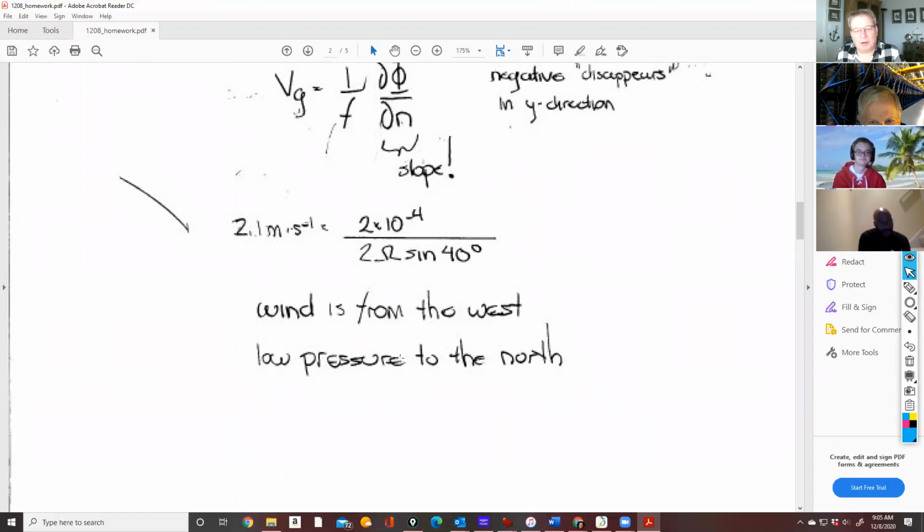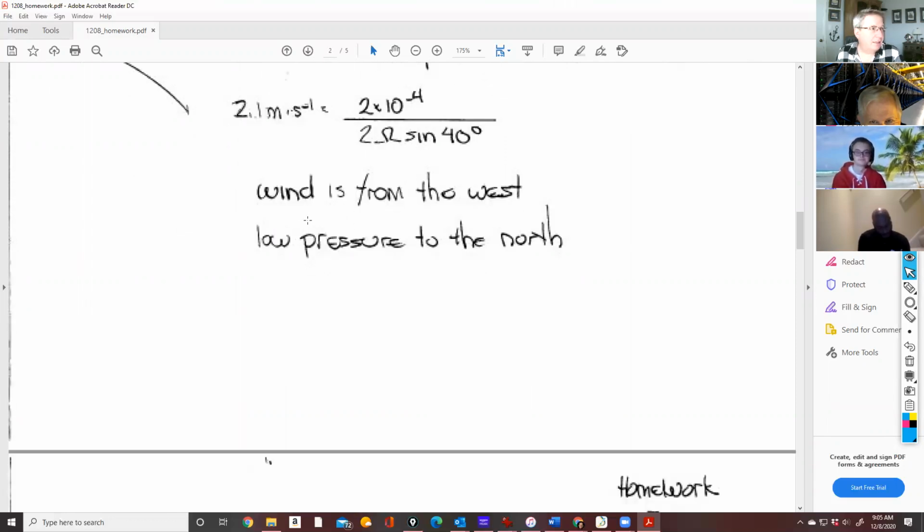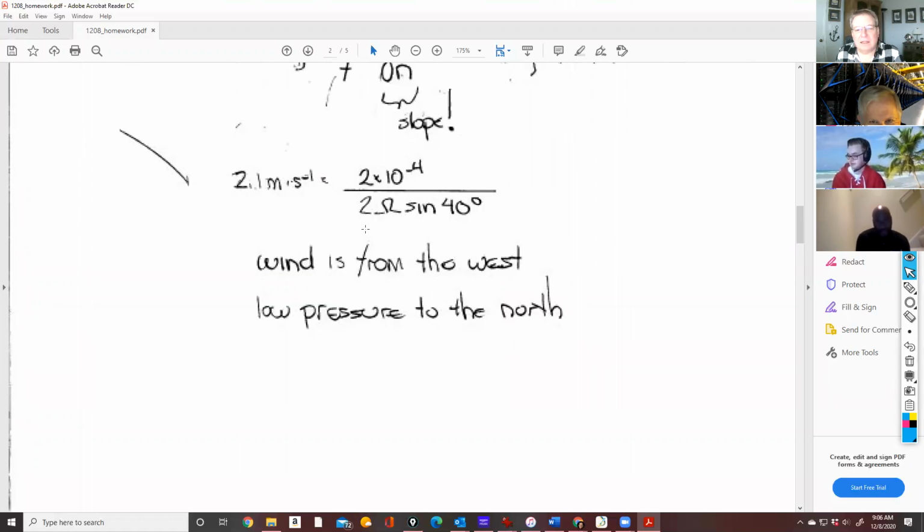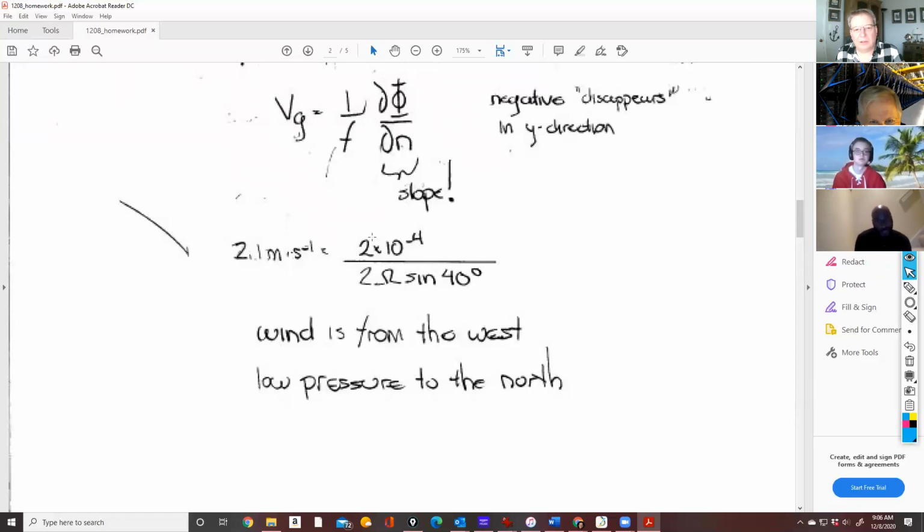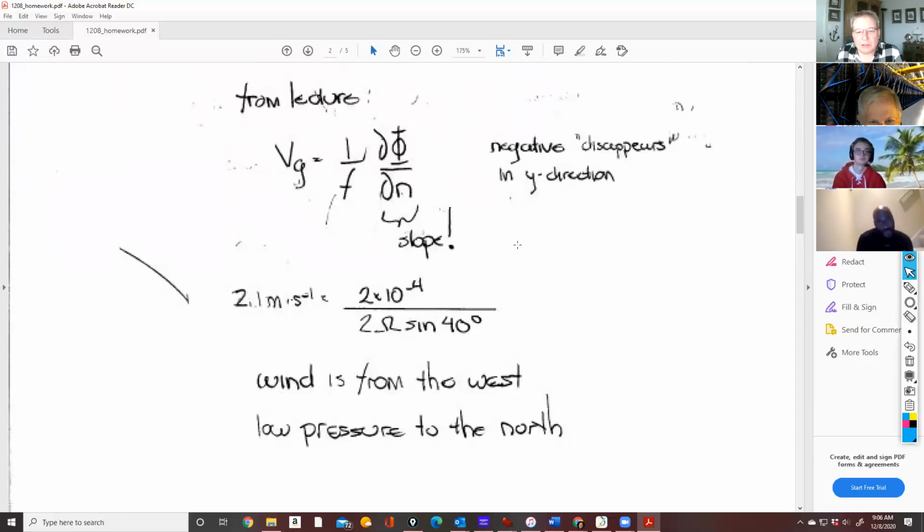Wind is from the west, low pressure is to the north, following the geostrophic wind of 2.1 meters per second. Is that what you got, Nick, Mike? No. I got something like 20 meters per second. Yeah, like 20. 20.1.